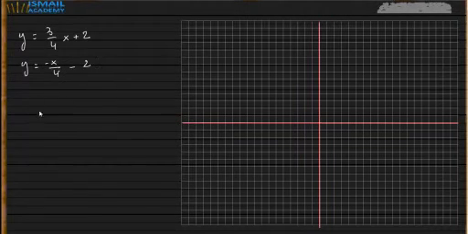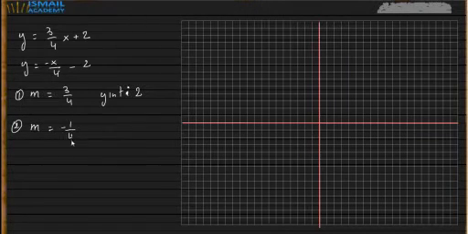minus 2. So for the first equation, the slope is 3/4, the y-intercept is 2. For the second equation, the slope is minus 1 over 4, and the y-intercept is minus 2. So for the first line, the y-intercept is 2. So I'm gonna run 4 and rise 3, so my second point will be here. So I'm gonna connect those by a line.